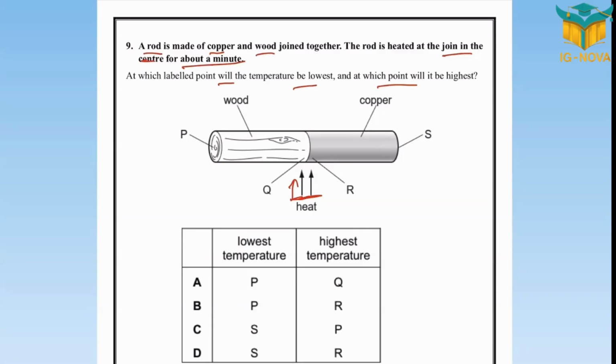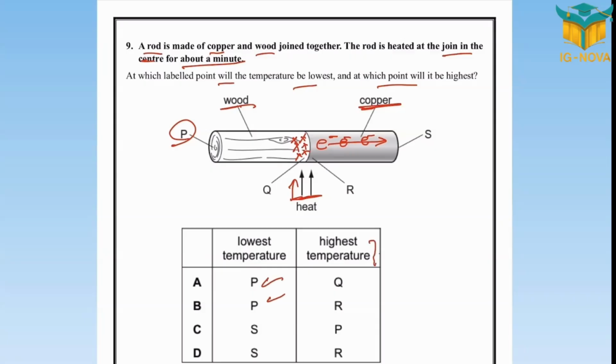We know that copper is a good conductor. Wood is a bad conductor. Copper allows heat, electrons, to transfer through it, while wood doesn't allow electrons or heat to transfer through. For that, the lowest temperature, P, Q, or S, it must be P. So I'm going to go for P.